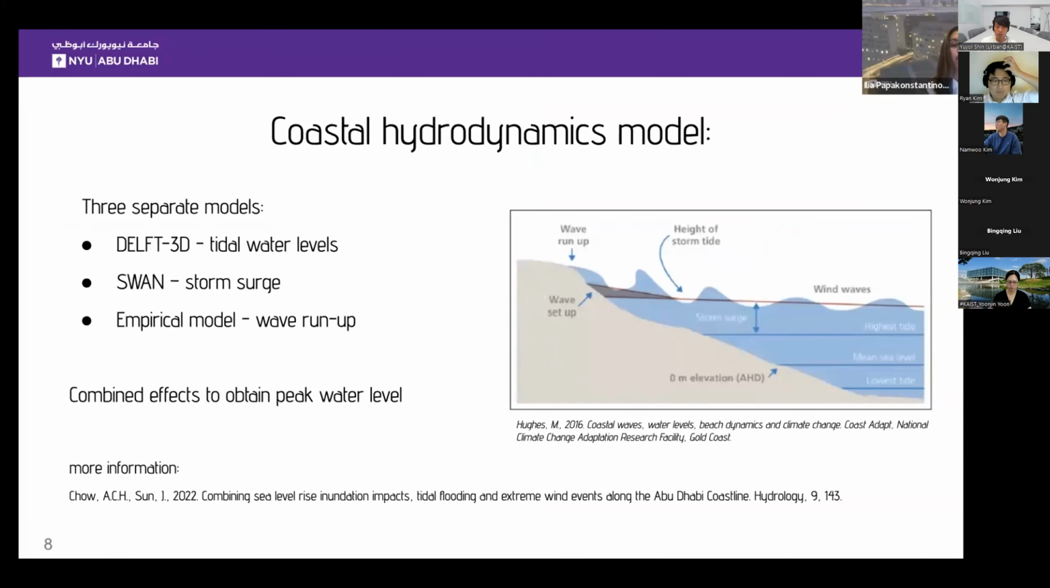For the coastal hydrodynamics model, I will say a few words, but there is here the citation of this published work from Dr. Cho and Dr. Sun for more details. So the model consists of 3 separate models. The first is the Delft3D model that deals with the tidal water levels. The second is the SWAN model that deals with the storm surge. And the third is the empirical model that deals with the wave run-ups. So the combined effects give the peak water level that we use.